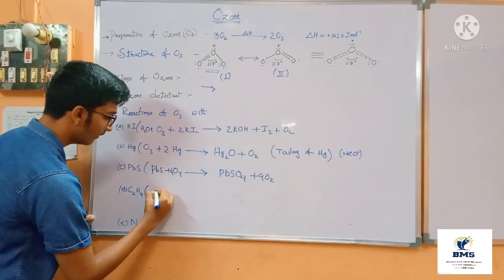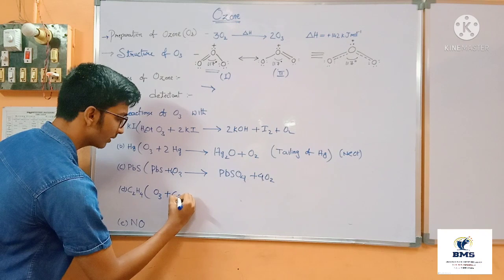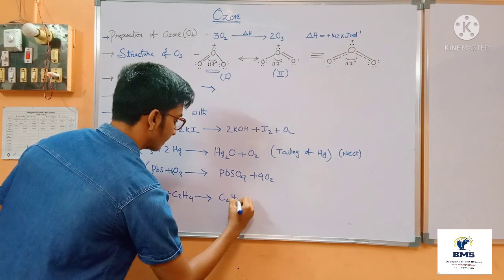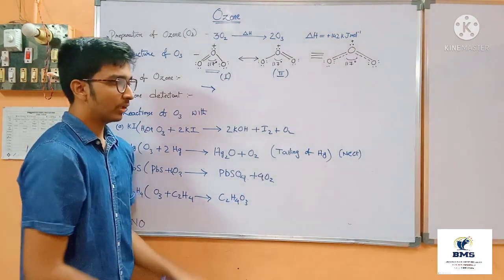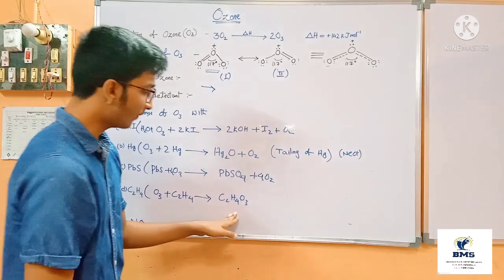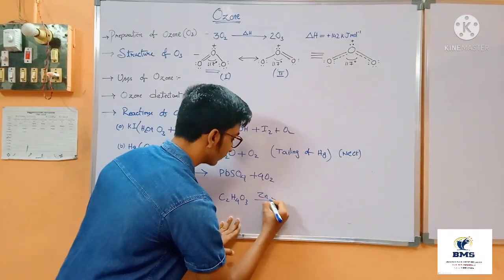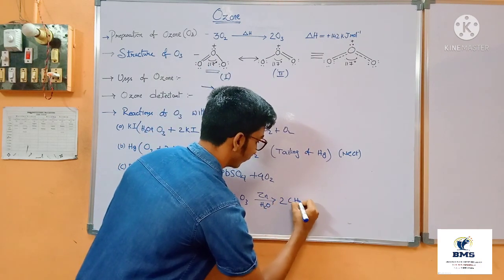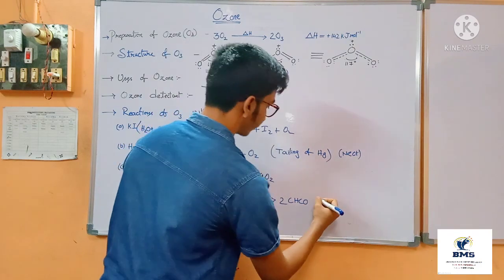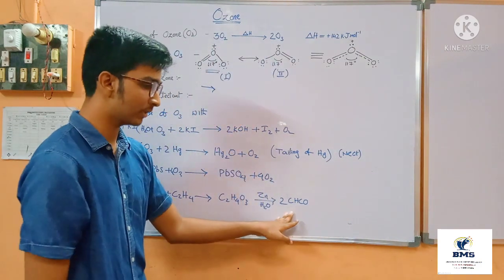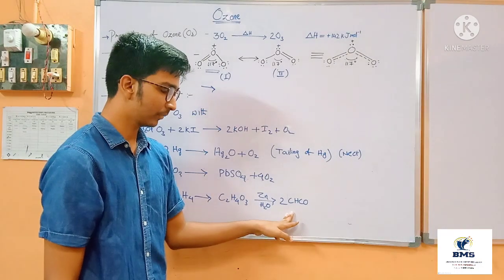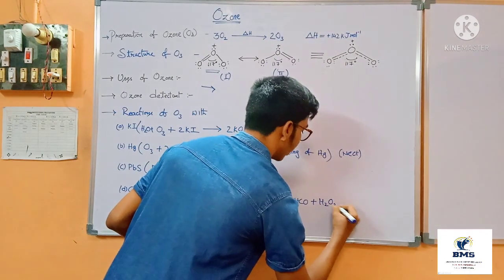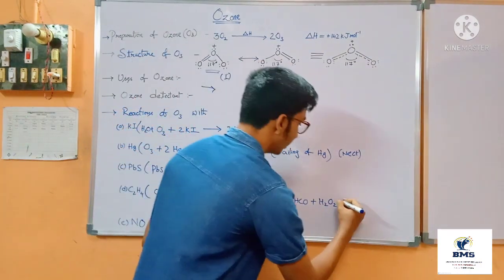C2H4 reacted with O3, ozone, gives ethylene ozonoid, and further reacted with zinc and water gives formaldehyde, and H2O2, hydrogen peroxide, and zinc oxide.